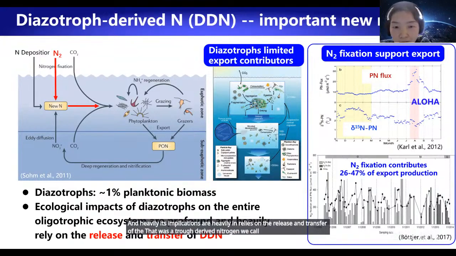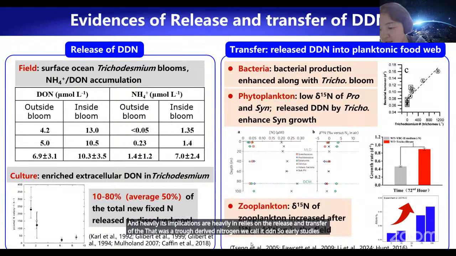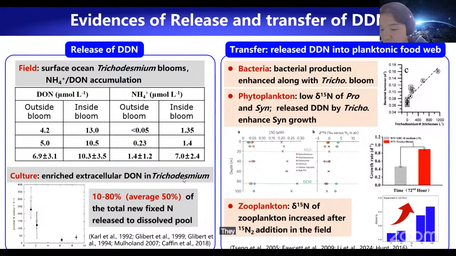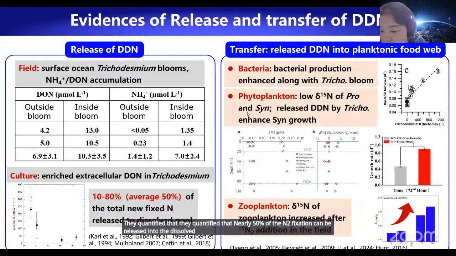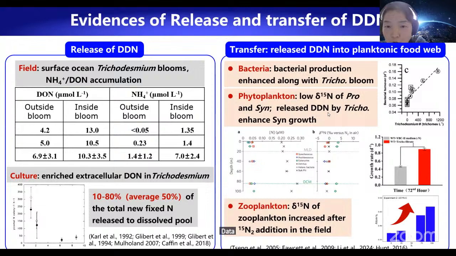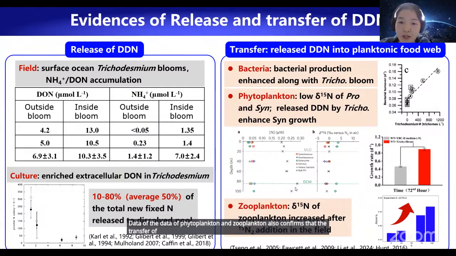We call it DDN. So early studies have documented the release of DDN, such as the accumulation of ammonia or DON following Trichodesmium blooms or in pure culture. And these studies mainly focus on Trichodesmium. Trichodesmium is one of the diazotrophs. They quantified that nearly 50% of the N2 fixation can be released into the dissolved pool, and evidence of bacterial production enhanced, and the relative N15 isotope data of the phytoplankton and the zooplankton also confirm the transfer of DDN to the planktonic food web.